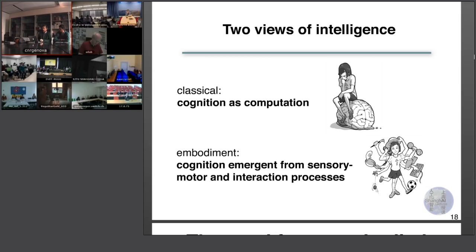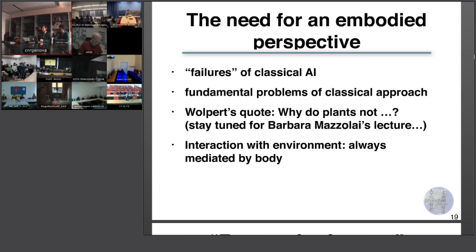This is maybe easier to say than to do, but we will see in next lectures, in particular the lecture on developmental robotics, that we already have some early success in this direction.